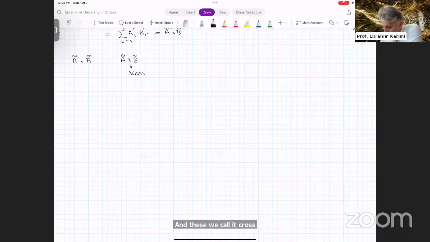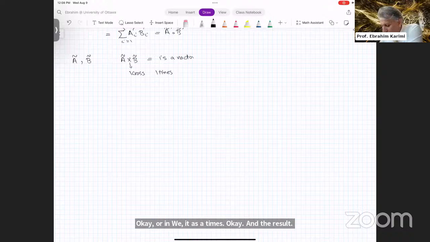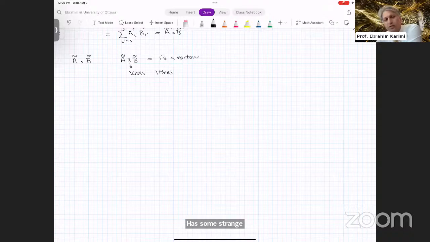Okay, or in LaTeX, we write it as a times. Okay, and the result is a vector. Well, I have to be a little bit careful. Later on, you will see that it is a pseudo vector, which has some strange properties. So for the time being, let's call it a vector.